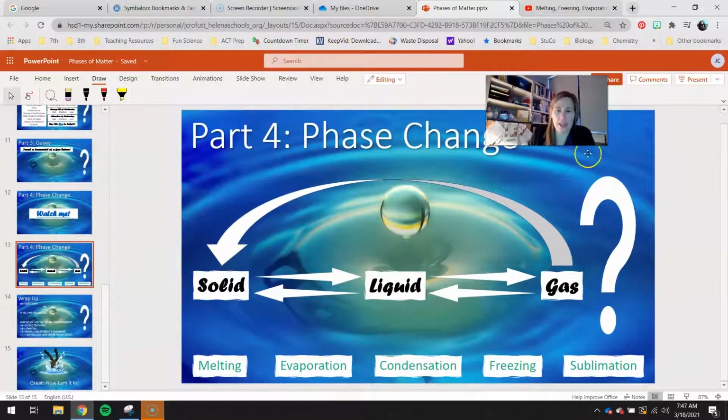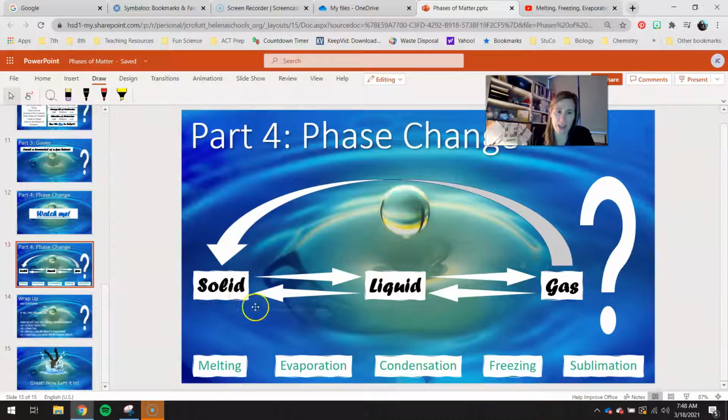Okay, so here we have a little diagram to show us the different changes in the phase of matter. So we have our phases of matter, solid, liquid, and gases. And then we have these five arrows, and each of these five arrows represent a different phase change. So some of these you guys might already know. Let's take a look at your options down here. So we have melting, evaporation, condensation, freezing, and sublimation.